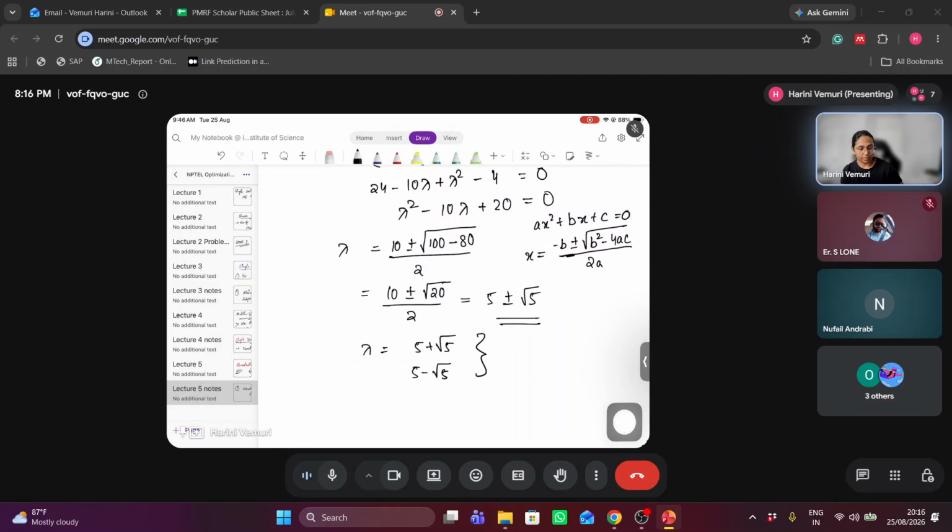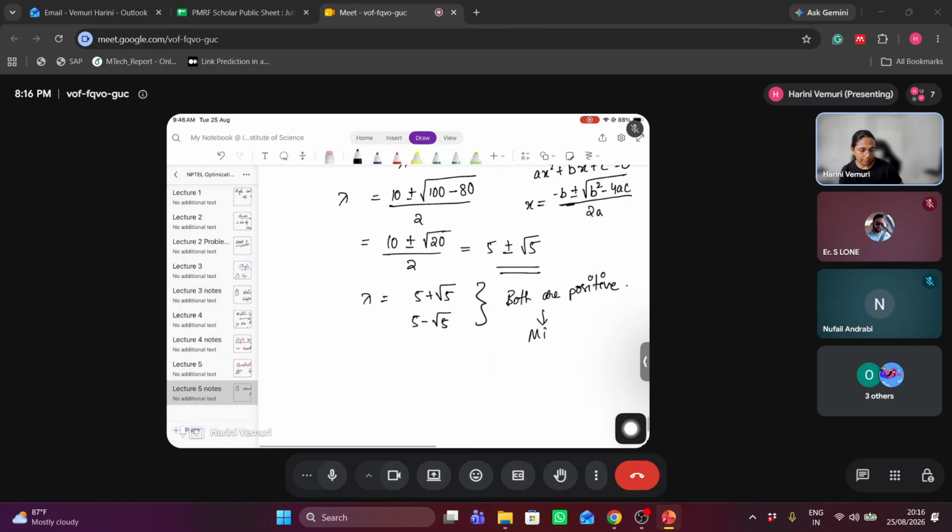Yeah, both are positive. So therefore we have a minima and the function is convex. Since you can see that it's a convex function throughout the region because they are not varying with respect to x and y, right? So we have this minima as the global minimum. You understood this?